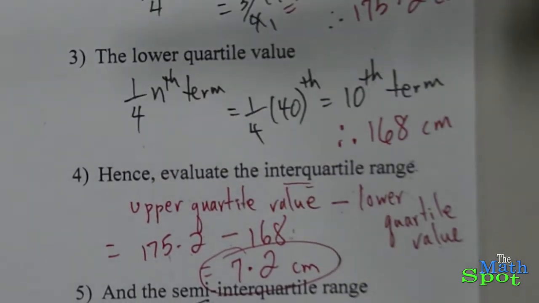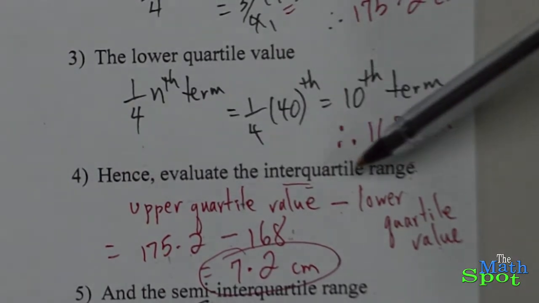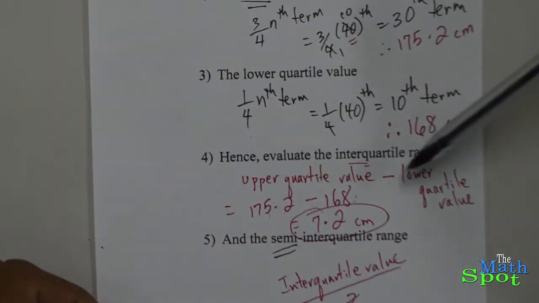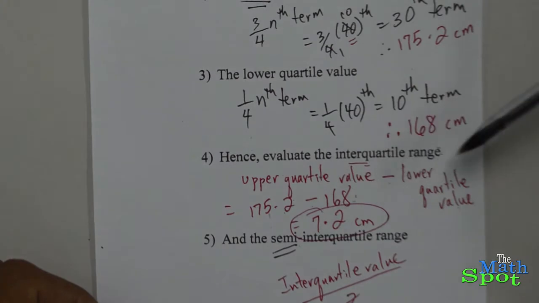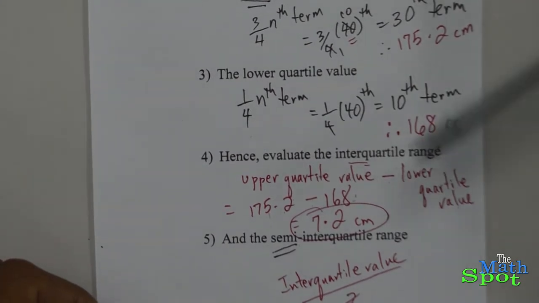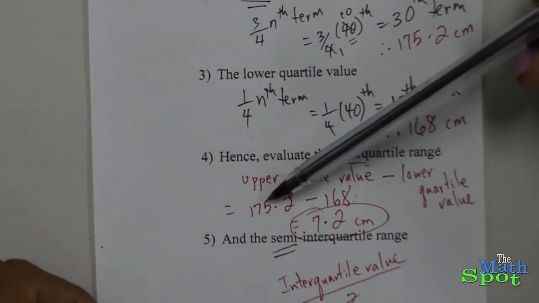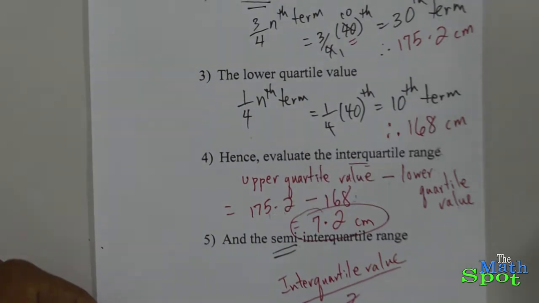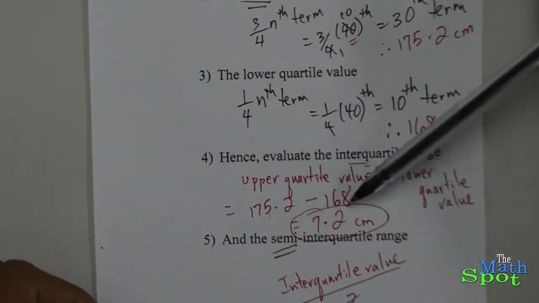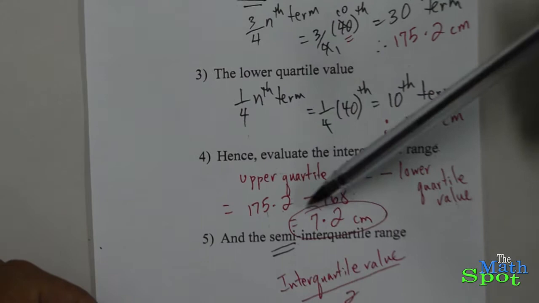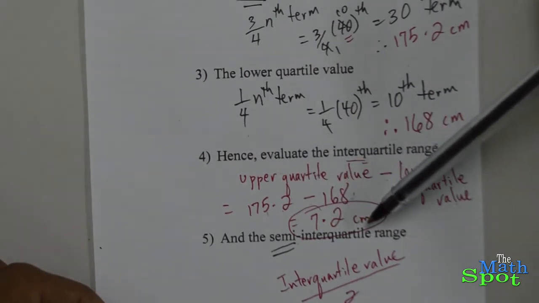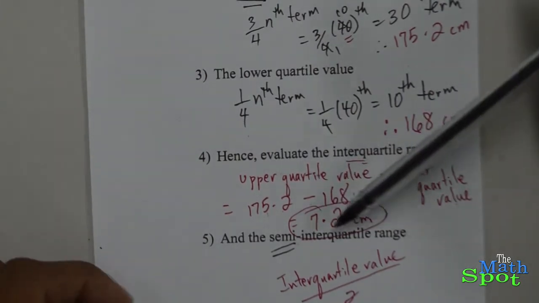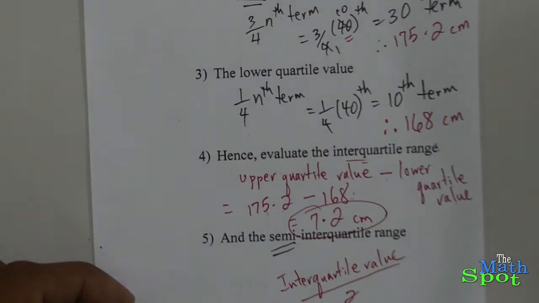Moving on to our fourth question, hence evaluate the interquartile range. This is the difference between the upper quartile value and the lower quartile value. It's already marked here for you. The upper quartile value is 175.2, while the lower quartile value is 168. The difference gives 7.2, so our interquartile range is 7.2 centimeters.